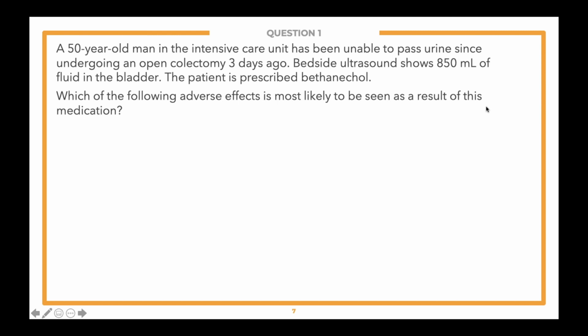Which of the following adverse effects is most likely to be seen as a result of this medication?